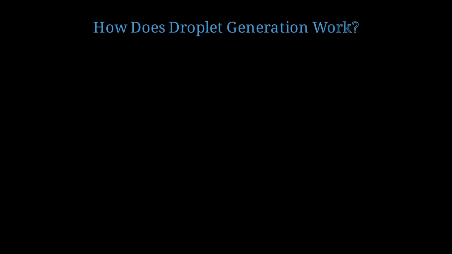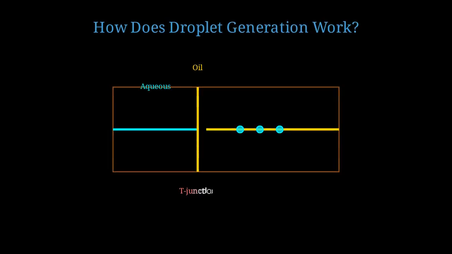Now let's understand the physics of how these droplets are actually generated. The most common method is called T-junction droplet generation. An aqueous stream meets 2 oil streams at a T-junction. Surface tension and shear forces break the aqueous stream into uniform droplets.